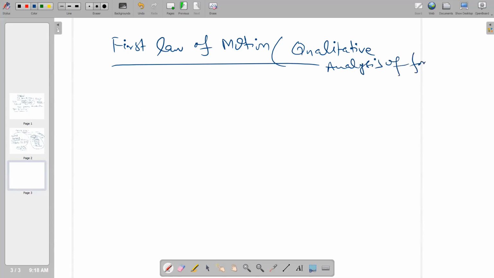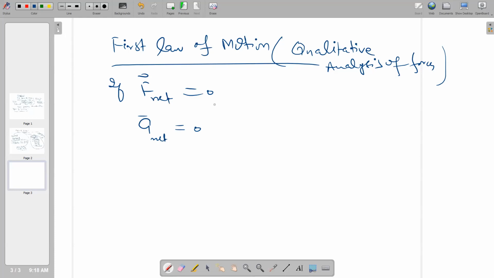Analysis of force. It will not give you the quantity of the force, only a qualitative analysis. So the first law is this one: if the net force F is 0, then the net acceleration is 0. This is called the first law.